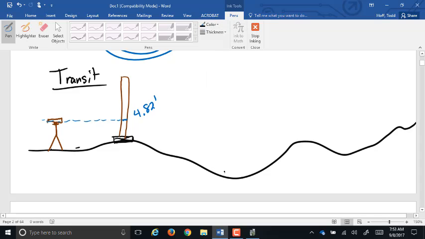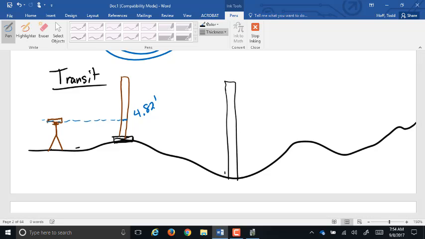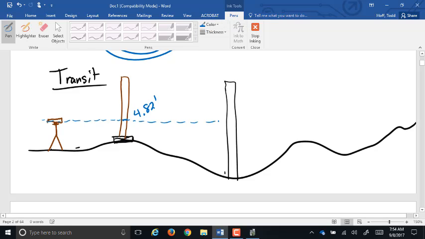So let's say I need to take a measurement down here. I put the stick down here and I read it. Would I expect the number here to be smaller or larger than the number here? Larger. Larger number means lower elevation. So if you're down in a hole, you're going to get a larger number. If you're up on a hill, you're going to get a smaller number.